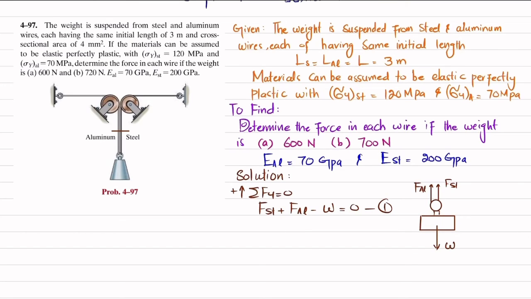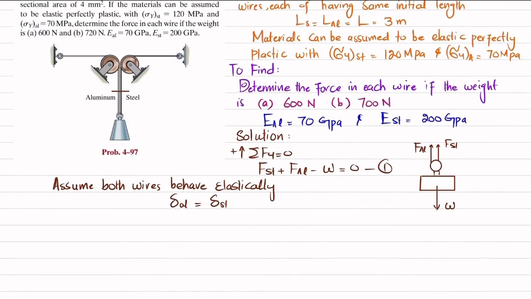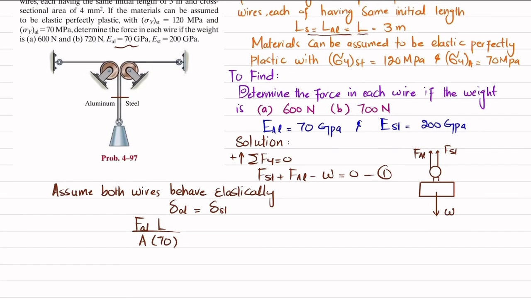Now it is also given that we assume both wires behave elastically. What does it mean? It means that the change in length of aluminum will be equal to the change in length of steel. The change in length of aluminum is equal to F aluminum into length, which is the same for both, L, divided by area into E. E is 70 gigapascal for aluminum. And both areas are also the same, so I will write area of steel is equal to area of aluminum is equal to A.